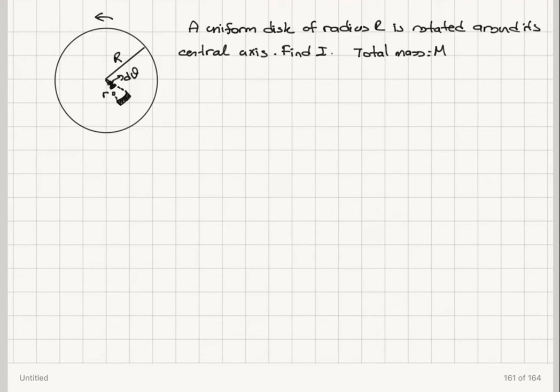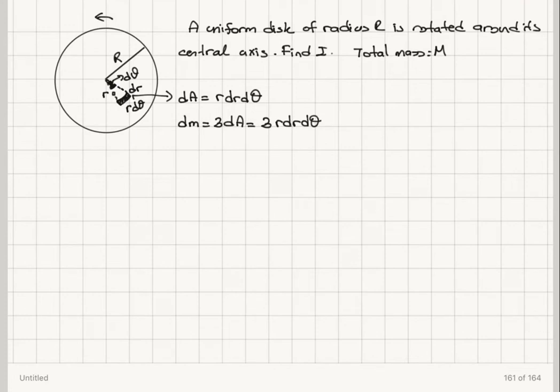Okay, so you can see that this mass element has two dimensions. One side is r d theta, the other side is dr. So this has an area r dr d theta. So r d theta is the arc length and dr is the incremental dimension on the radial axis. Therefore, it's going to have a mass dm equal to sigma times dA. So it's going to be sigma r dr d theta.